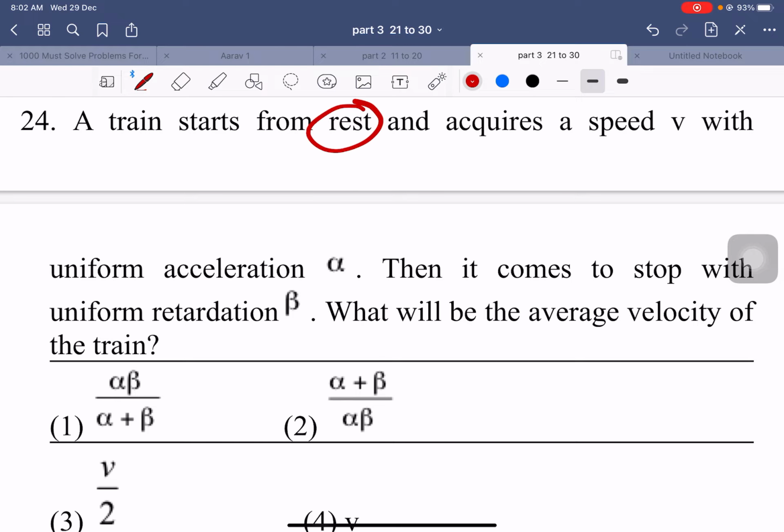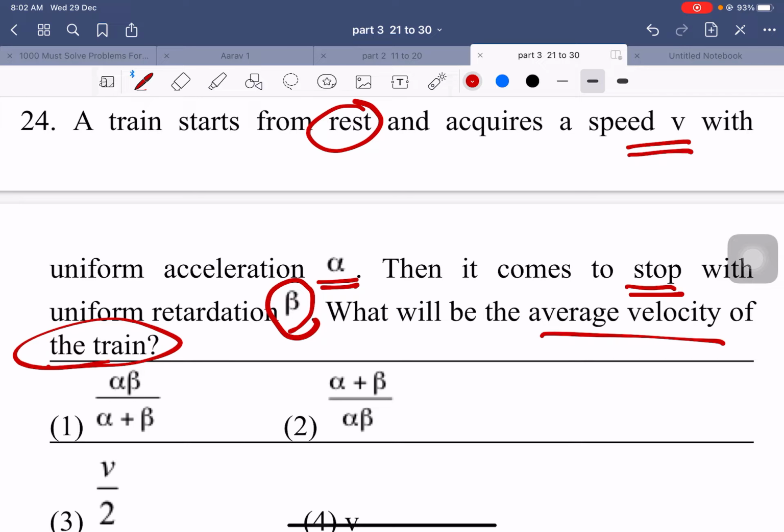And acquires a speed v. This is the maximum speed with uniform acceleration alpha. Then it comes to stop with uniform retardation beta. Okay, it comes to rest. What will be the average velocity of the train? So this I have explained in the concept. The corresponding link I'll be giving in the description.